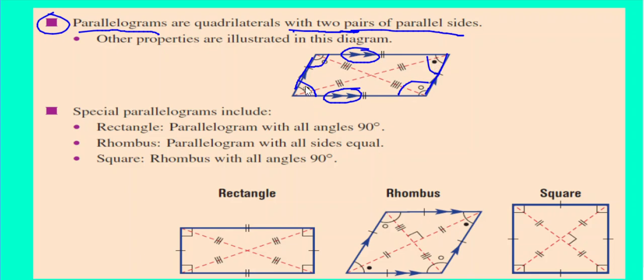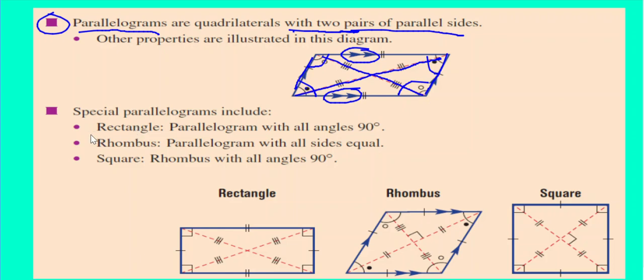So these might be 80 degrees, for instance, and these might be 100 degrees and 100 degrees. So opposite angles are equal. As you can see here, the diagonals are different lengths. This diagonal is of a different length to that diagonal. So that's some of the properties. You do need to know some of those properties, so it might be worth noting them down.